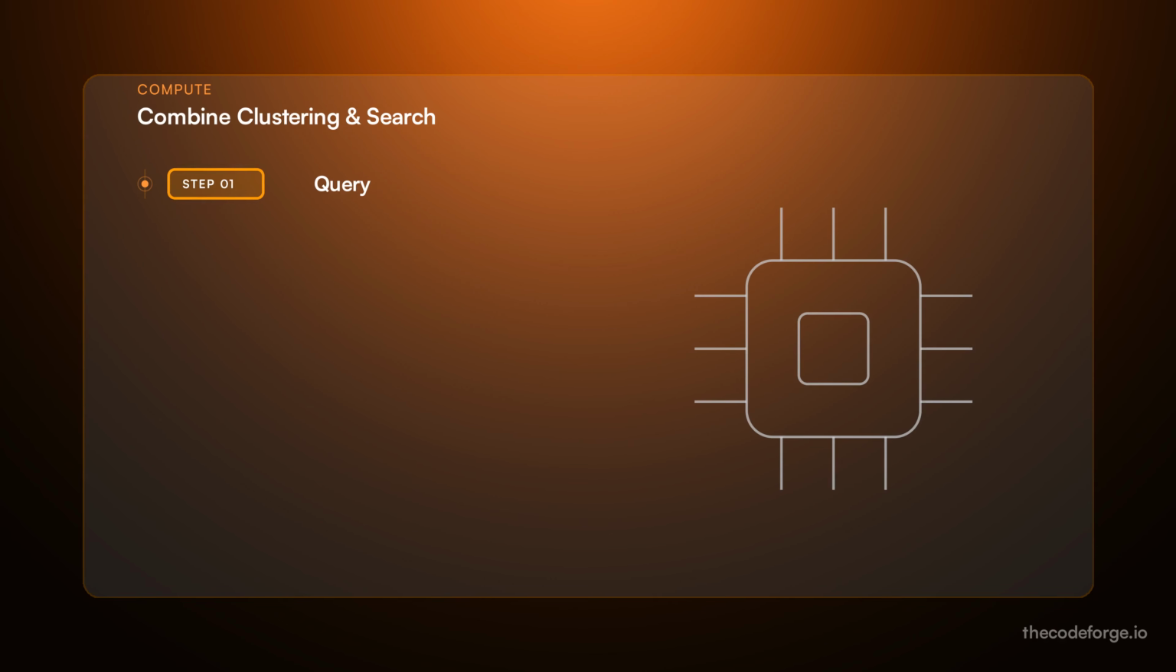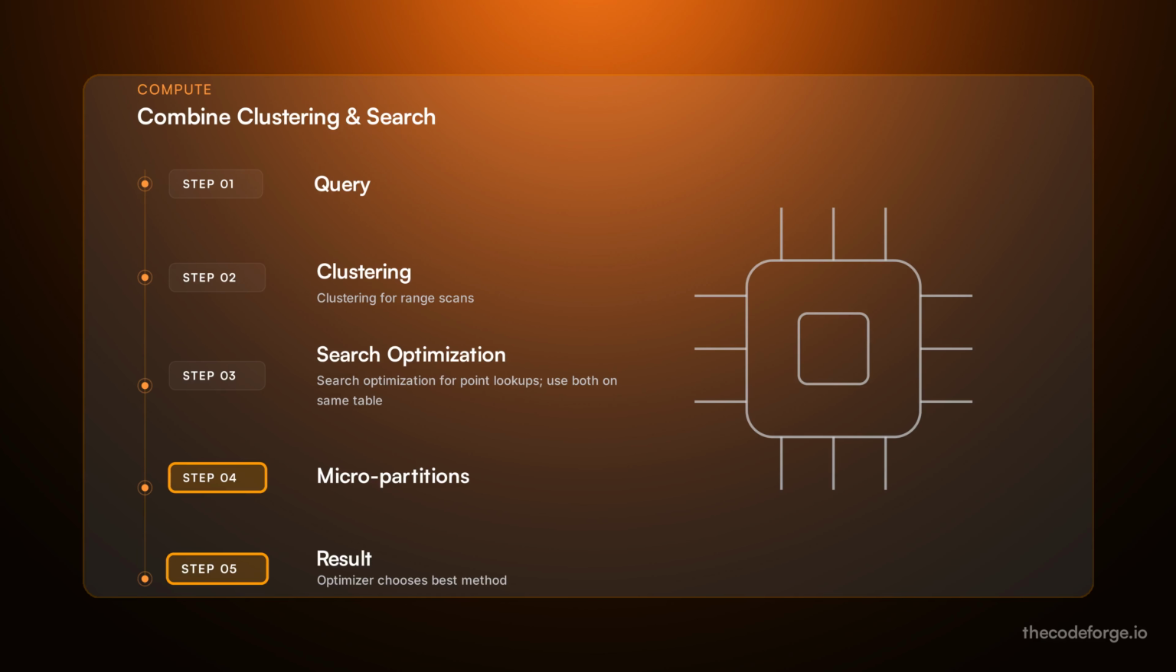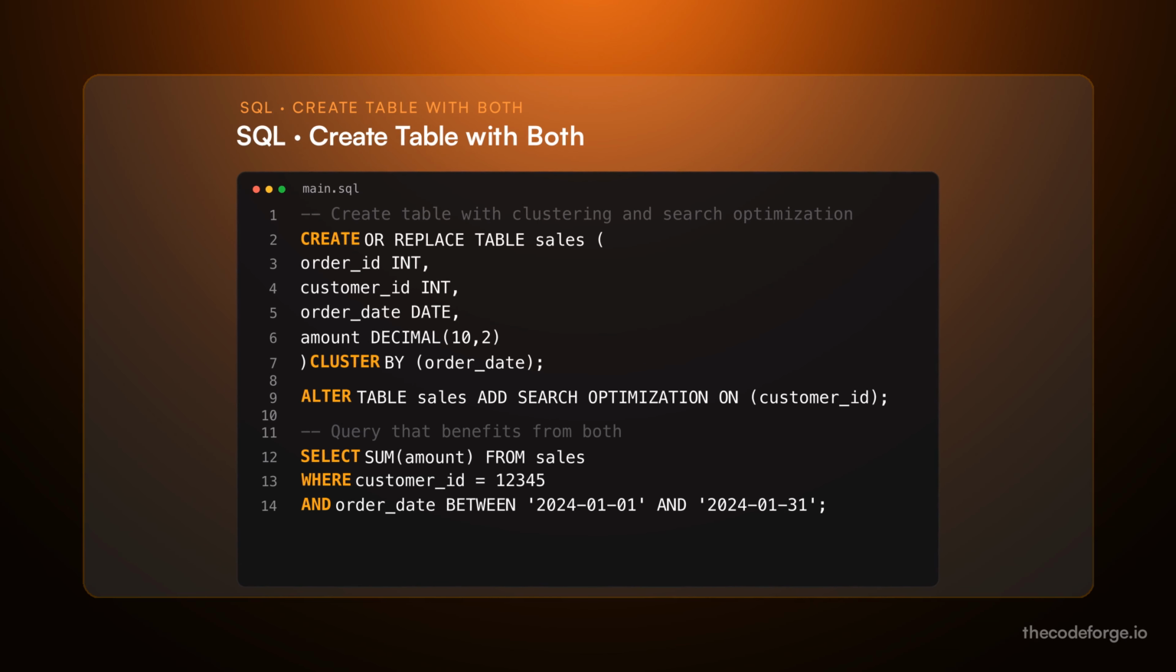When you issue a query, clustering and search optimization complement each other, both operating on micro-partitions. You can use both on the same table: cluster by date for range scans, and add search optimization on customer ID for point lookups. Then the optimizer picks the best access method. Create a table clustered by order date and add search optimization on customer ID. The query uses both. Search optimization finds relevant partitions, and clustering scans only those.